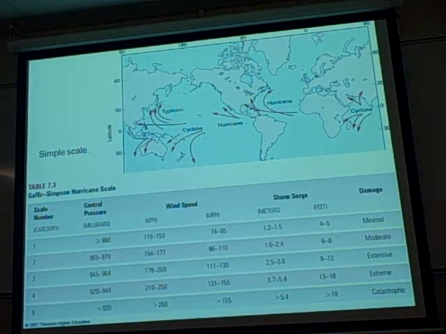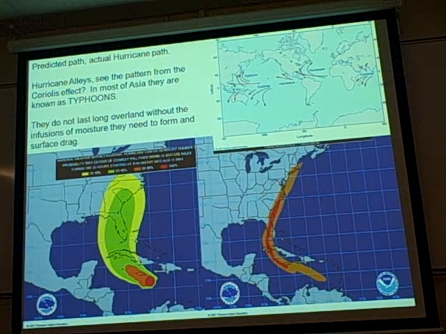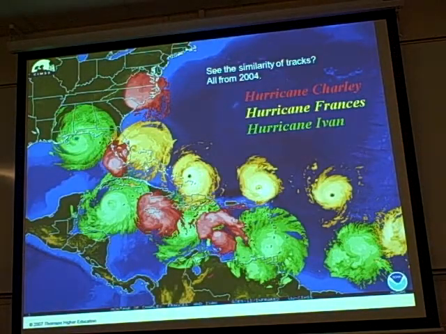Some common hurricane paths. They're also called typhoons in large parts of Asia, but they mean basically the same thing. As you can see, that similar hurricane path track, right, that we've seen again and again. Again, that similar track that storm goes through.